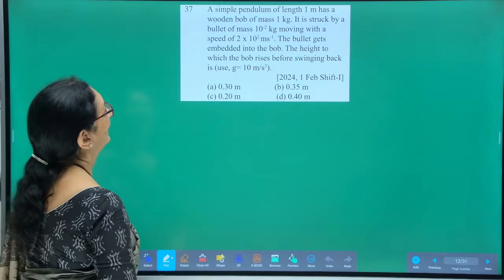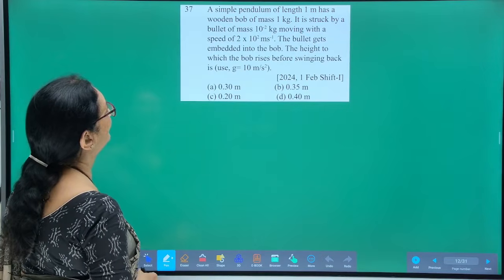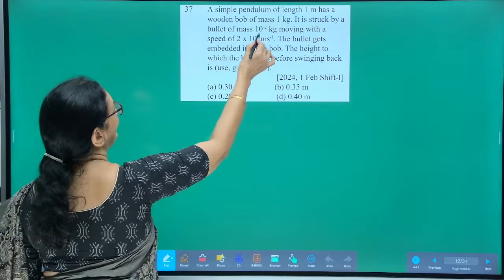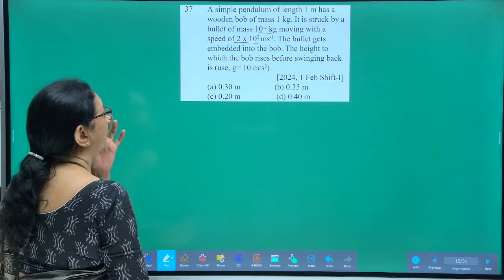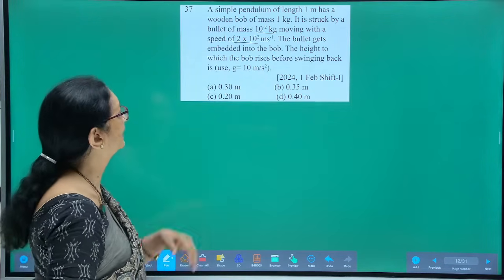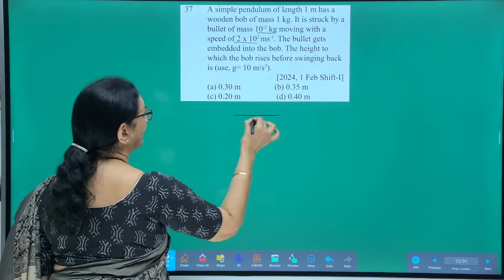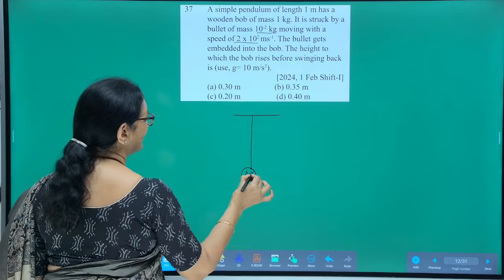Look here, a pendulum of length 1 meter has a wooden bob of mass 1 kg. It is struck by a bullet of mass 10 power minus 2 kg moving with a speed of 2 into 10 square meter per second. The bullet gets embedded in the block. Find the height to which it rises. The value of g is given. Look here, this is a pendulum of block mass m.